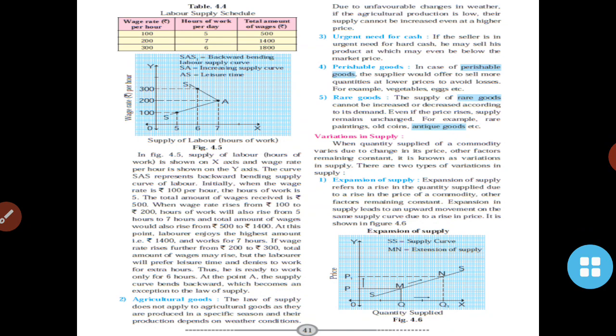Now the second is agricultural goods. Now what are agricultural goods?